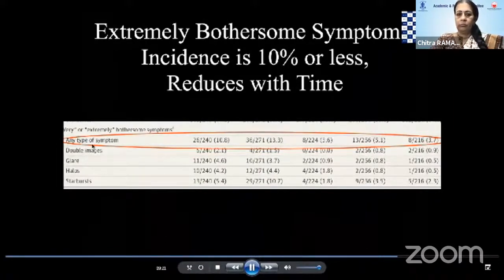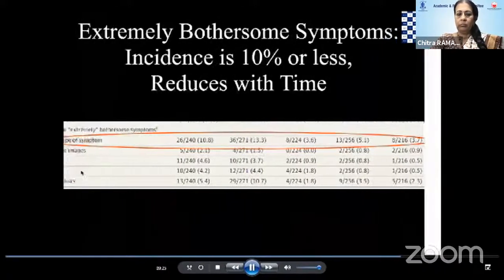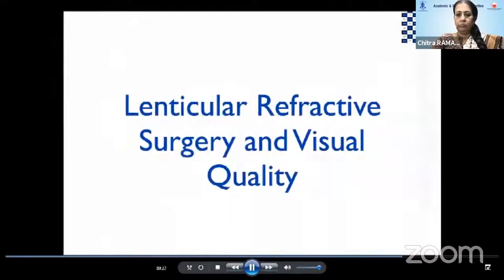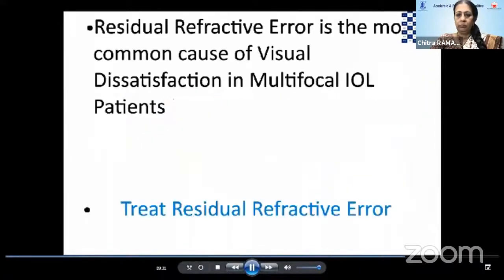The most common initial symptom reported was double image, but glare, halos, and starbursts were the other most commonly reported symptoms. A small word about lenticular refractive surgery and visual quality. Here the causes are a little different. Residual refractive error is the most common cause of visual dissatisfaction in multifocal IOL patients.